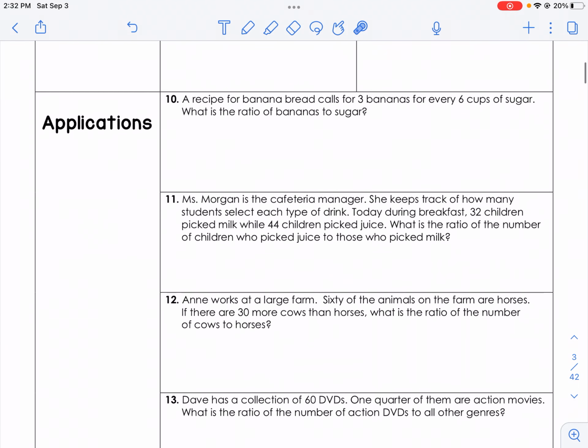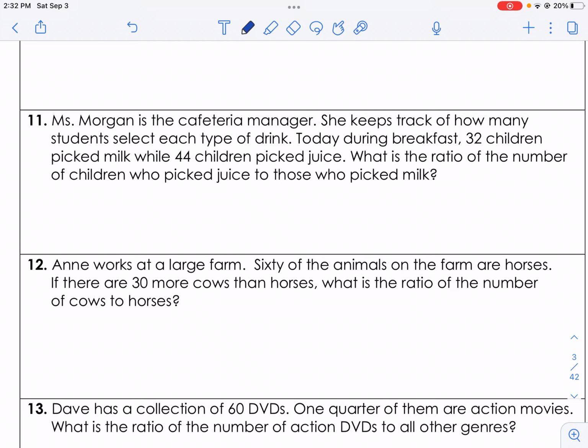Let's look at the longest one, number 11. It's a long story here. Miss Morgan is the cafeteria manager. She keeps track of how many students select each type of drink. It's a very exciting job. Today during breakfast, 32 children picked milk, and 44 children picked juice. What is the ratio of the number of children who picked juice to those who picked milk?